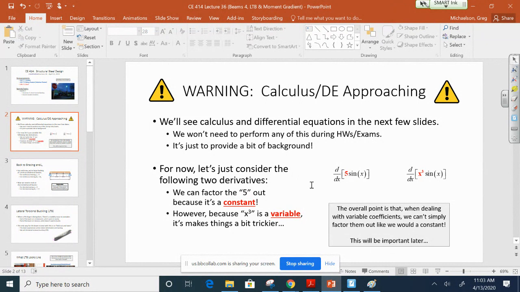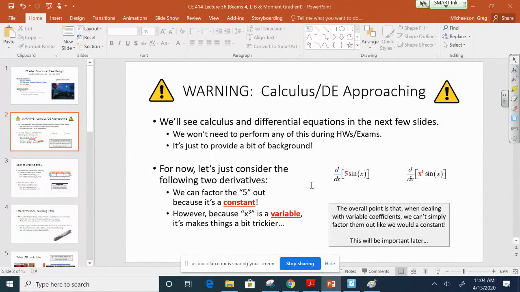Let's take the derivative on the left. The derivative of 5 times the sine of x is, you factor the 5 out, the derivative of the sine is the cosine, so it's 5 times the cosine. The reason that we can factor that 5 out is because it's a constant. Because it's a constant, calculus allows us to just pull that thing out and treat it like a constant. We can't do that, though, on the right. Now, you all can do this derivative. I'm not really concerned about that.